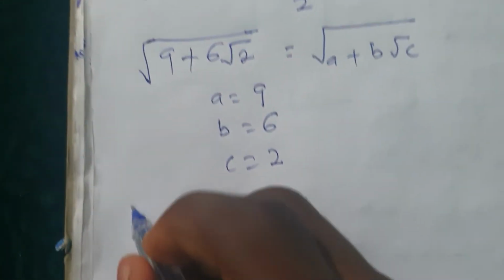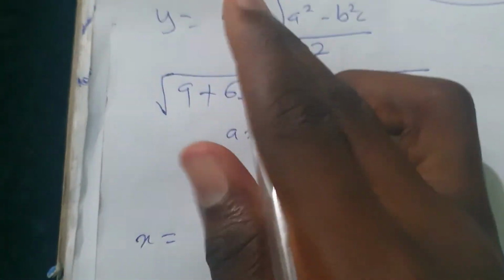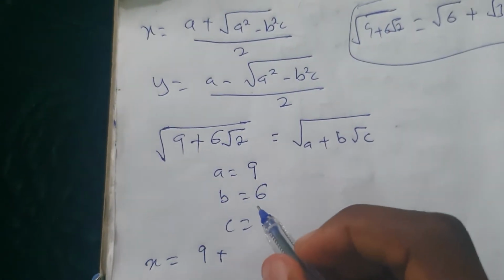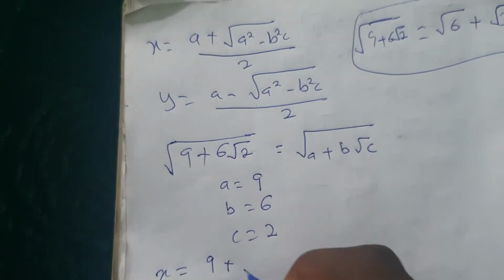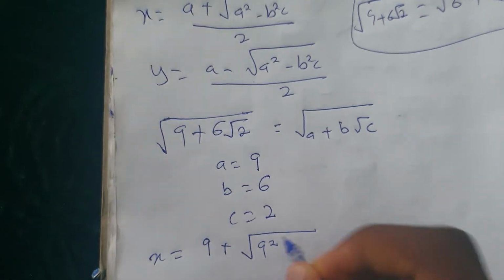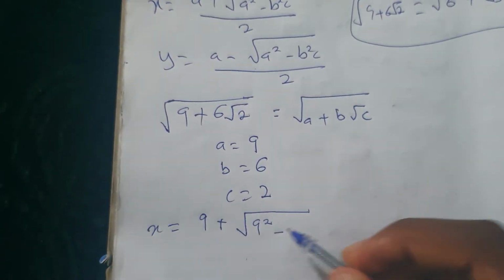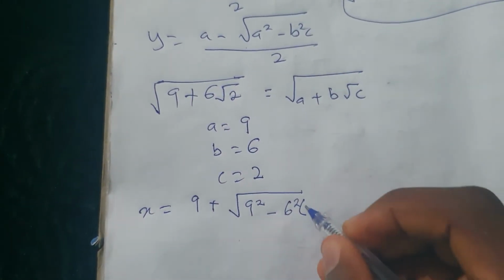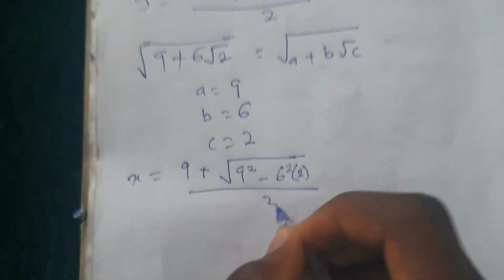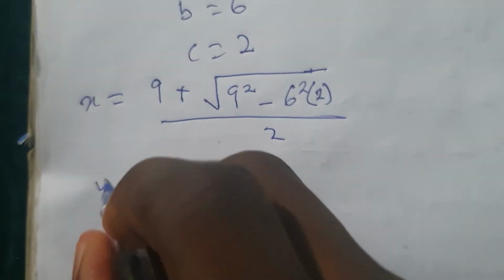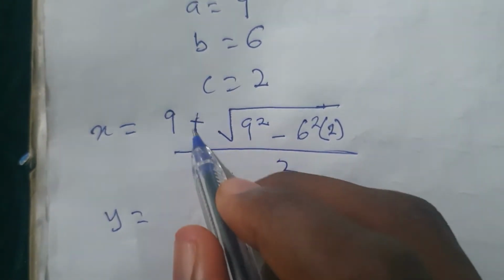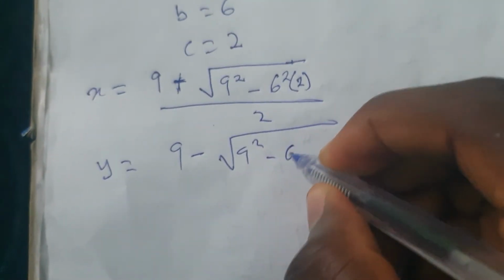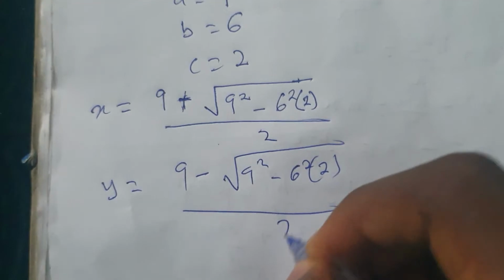So our x will be a, which is 9, so 9 plus square roots of a squared, that will be 9 squared, minus b squared, b is 6, so 6 squared, multiplying c, our c is 2, all divided by 2, right? Our y will be the same thing as this, just that here changes to minus. So we have 9 minus roots 9 squared minus 6 squared multiplying 2 all on 2.